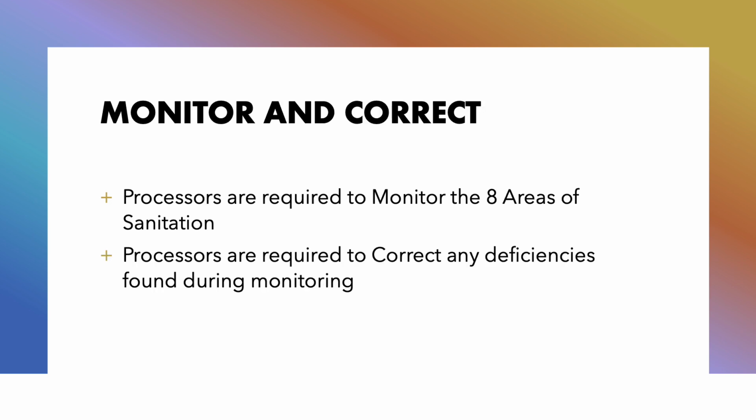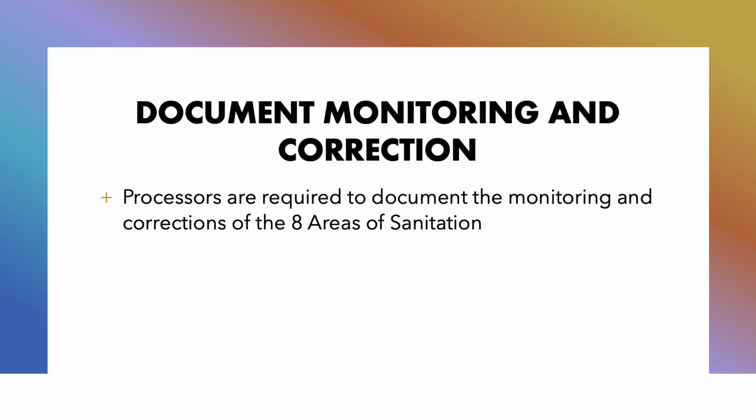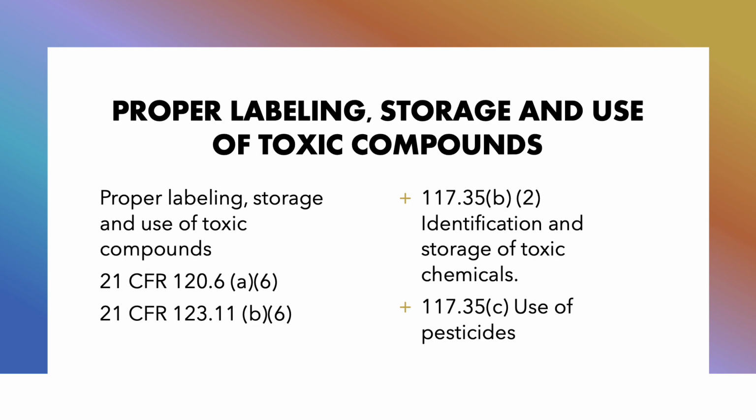Processors are required to monitor the 8 areas of sanitation. Processors are required to correct any deficiencies found during monitoring. Processors are required to document the monitoring and corrections of the 8 areas of sanitation. We're required to monitor, correct, and document the monitoring and corrections of proper labeling, storage, and use of toxic compounds, as well as ensure that our use, storage, and labeling is in compliance with 21 CFR 117, subpart B.